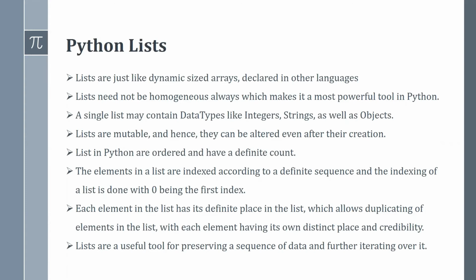The one thing you have to remember, similar to range, is that the first index is always 0. So the list indexing starts with a 0. Okay. And every element has a definite place.